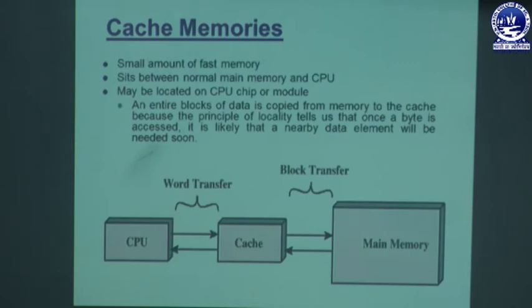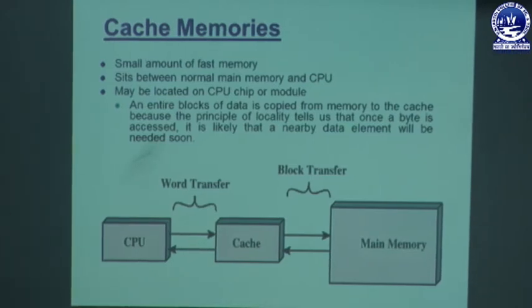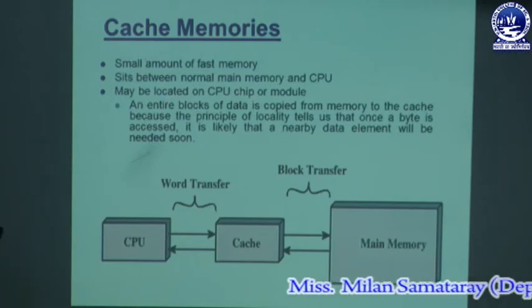So actually what does cache memory define? It is a small amount of fast memory, or you can say a small amount of the main memory is considered as cache memory, and this cache memory is placed between the CPU and the main memory. Then it is located on the CPU chip or module. As I have discussed, cache is divided into some levels. So some cache is located on the CPU chip and some other outside of the chip.